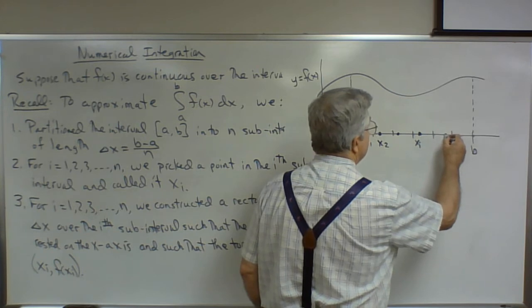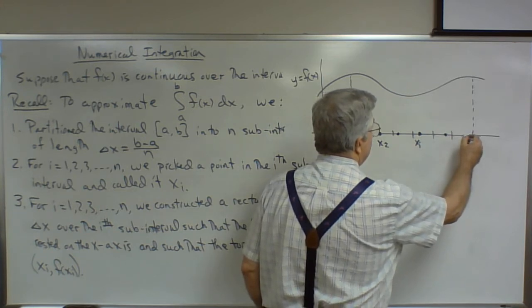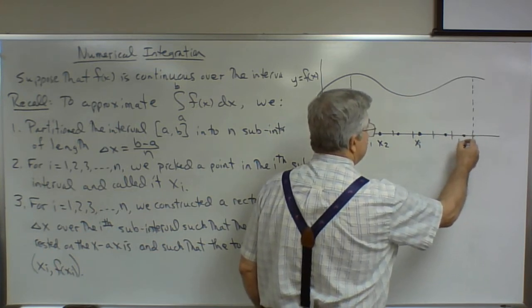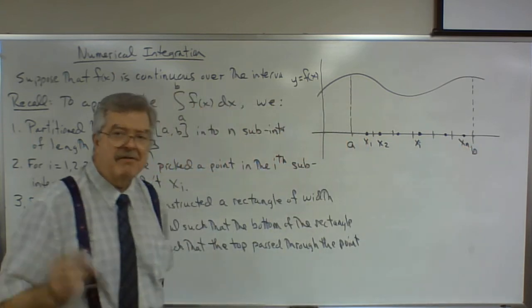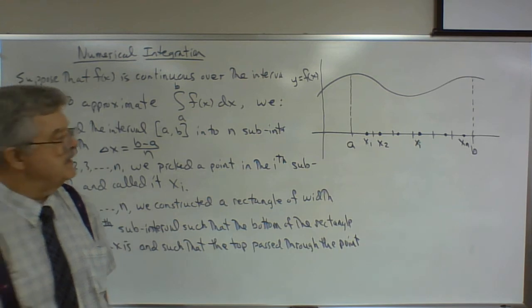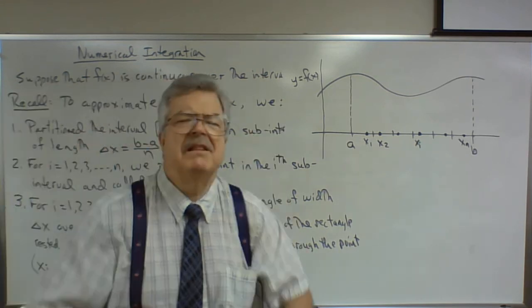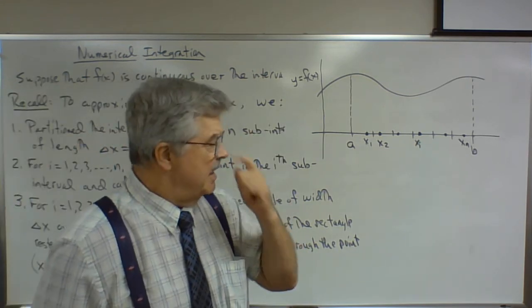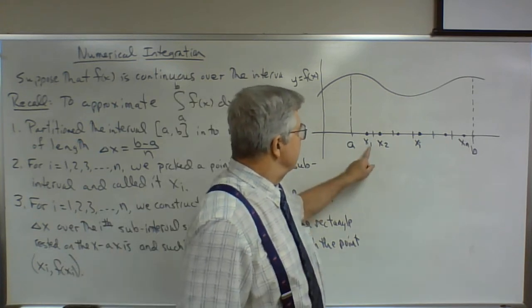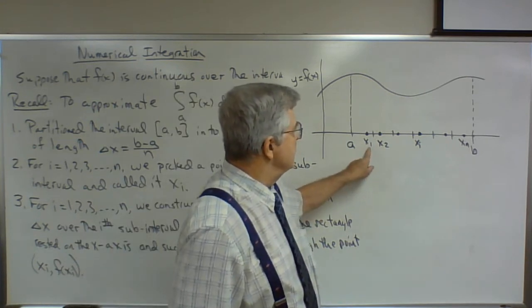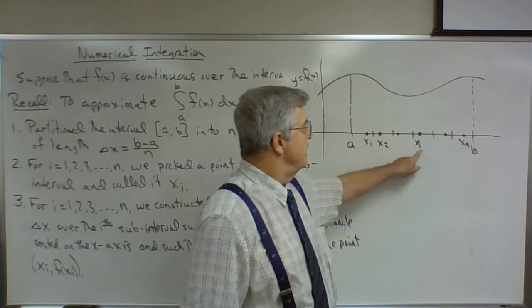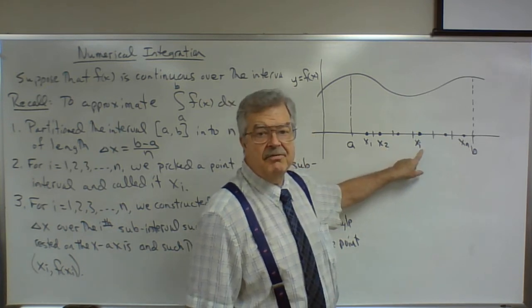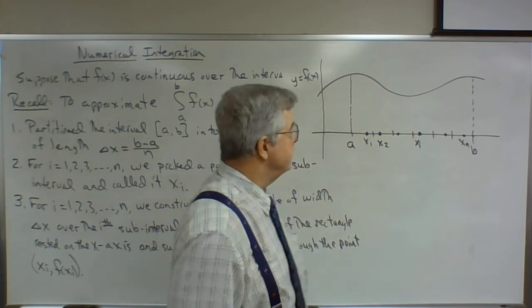And in the nth subinterval, we pick a point and call it x of n. So in every subinterval, we pick a point completely at random. And if it's in the first subinterval, we call it x of 1. If it's in the second subinterval, we call it x of 2. If it's in the ith subinterval, we call it x of i.